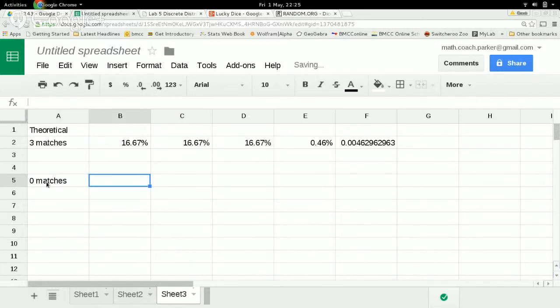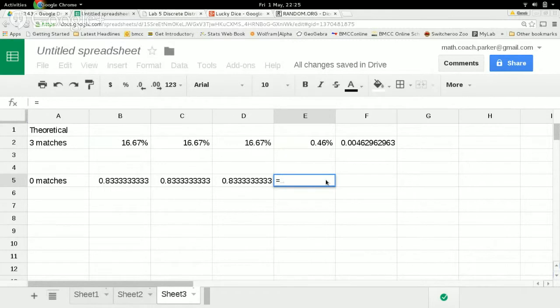As far as 0 matches go, there's 5 ways I won't match. I'm hoping for a 5, but if a 1, 2, 3, 4, or 6 shows up, I lose. So the probability that I get no match is 5/6 on the first dice, 5/6 on the second dice, and so on. If I multiply those together, I'll get 5 times 5 times 5, divided by 6 times 6 times 6. So that's going to be equal to 5 times 5 times 5 is 125, divided by 216, which is 6 times 6 times 6. So the probability I get no match is about 57%.